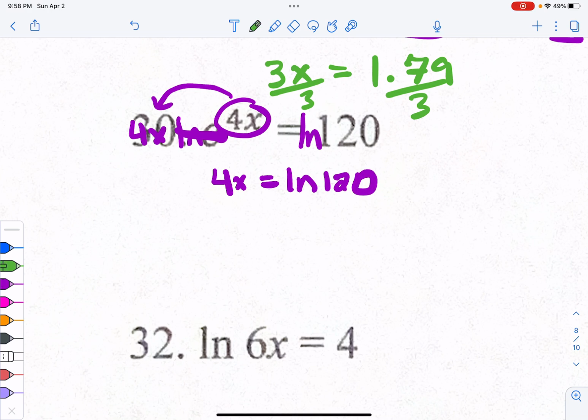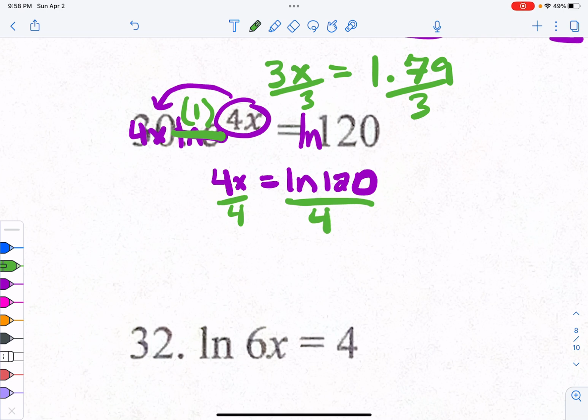Now, when I say that they cancel with each other, when they cancel, they make 1. ln of e is 1, so this is really 4x times 1, which is just 4x. So, I mean, they do cancel, but they cancel out to become 1. And then all I have to do is solve for x, I just have to divide by 4, okay?